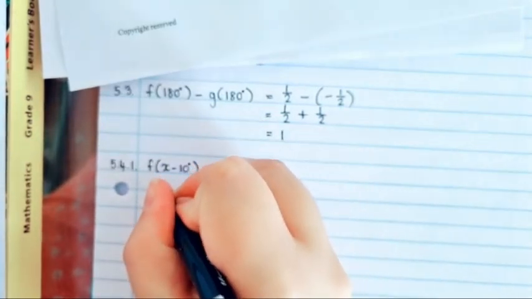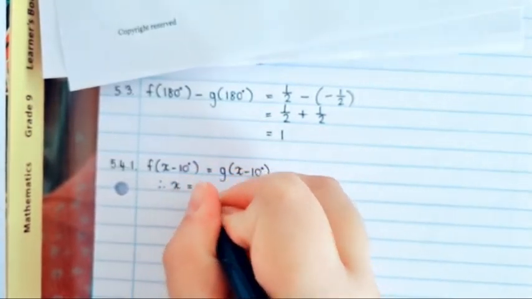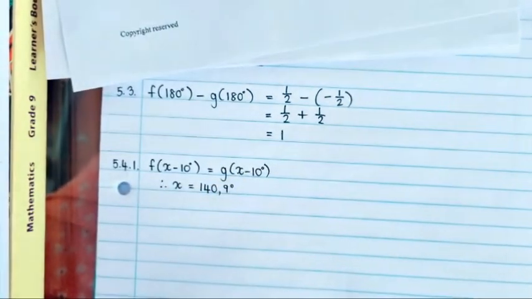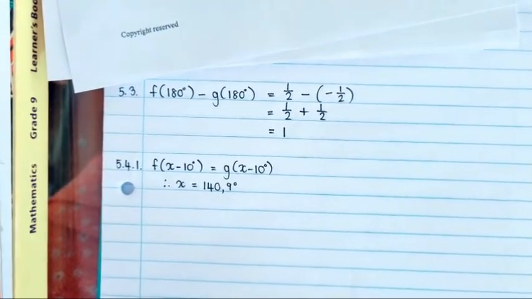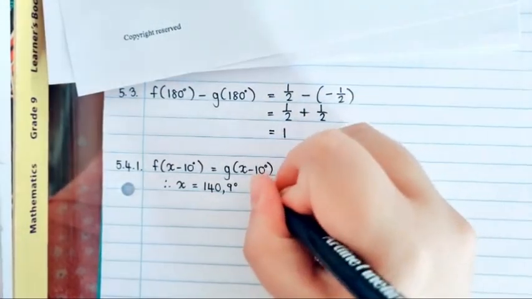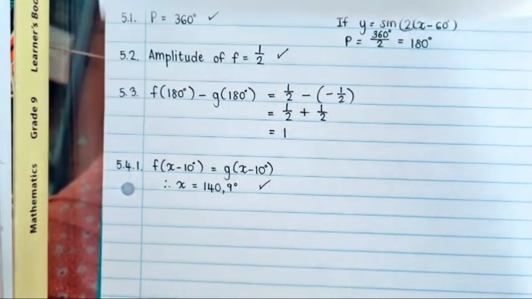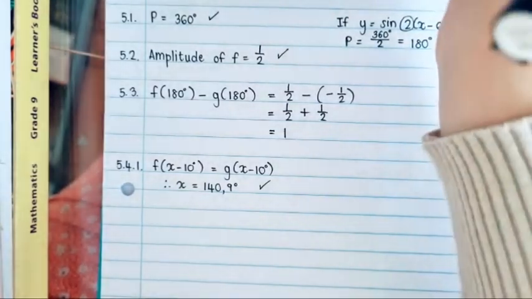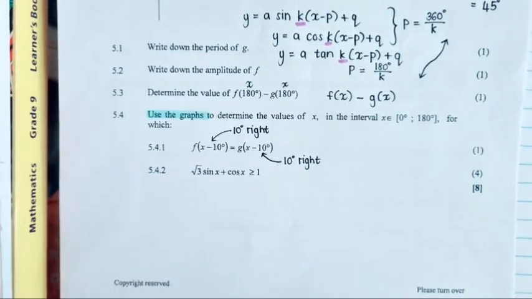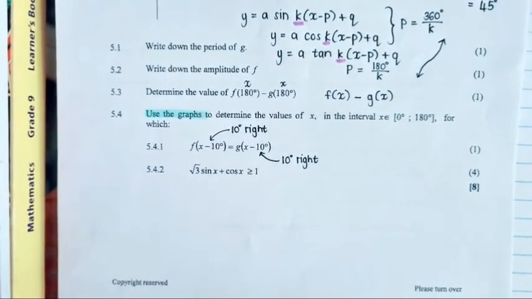So 5.4.1 is at x equals 140,9 degrees. Okay, that was just a 1 mark question. It was a problem solving question, but I hope that makes sense. All right, 140,9, correct. Now guys, this next one, 5.4.2, shoo, this one was a lot.